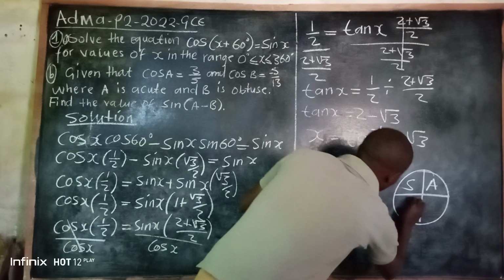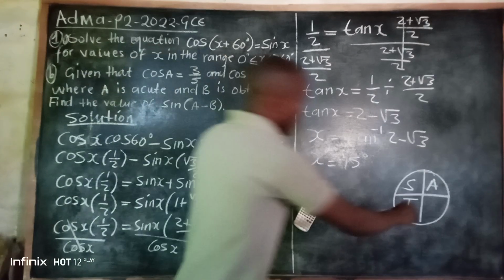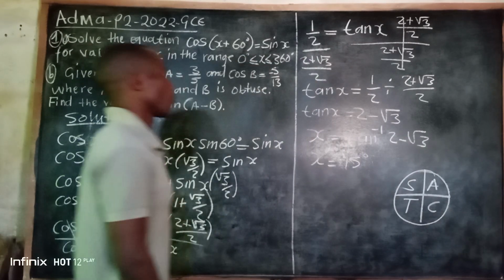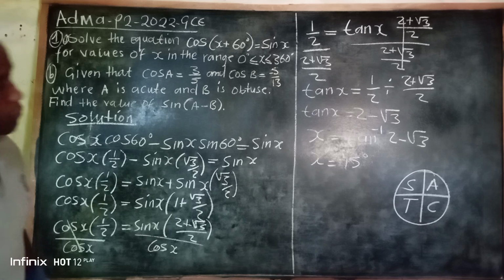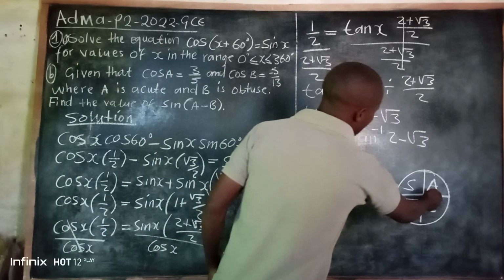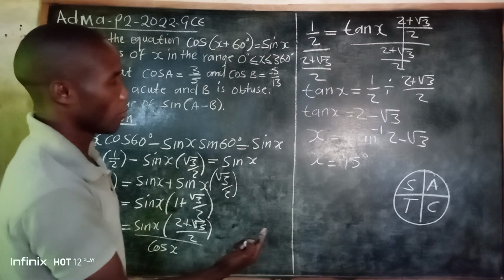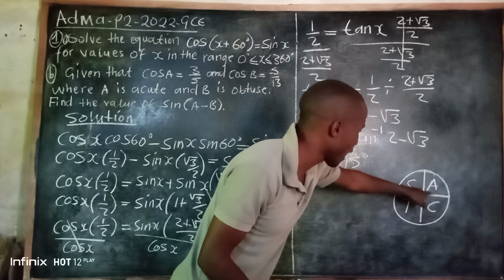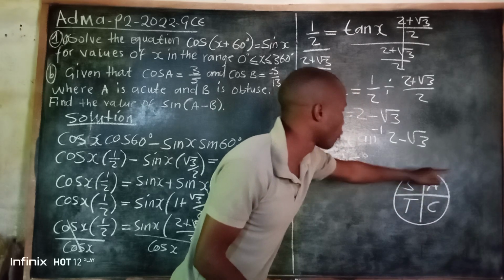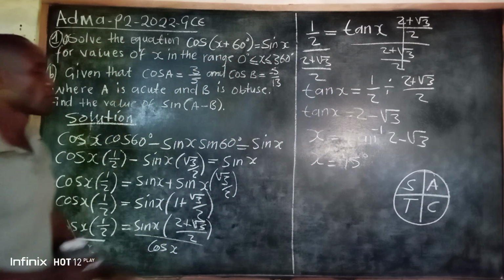Third quadrant, tan is positive. Then fourth quadrant, it's only cos which is positive. Okay. Now remember, we are just going to find angles where tan is positive. So the first one, which is the first quadrant, tan is positive there because all angles are positive in the first quadrant. So tan, sine, cos, they are all positive. So it means this reference angle is part of the answer.